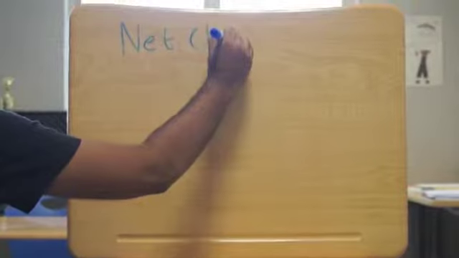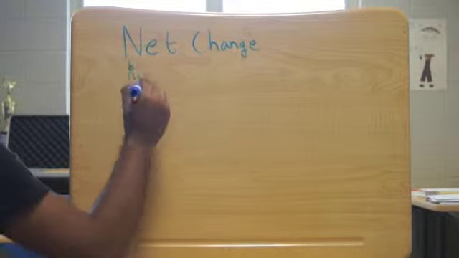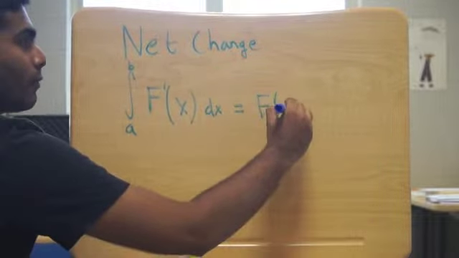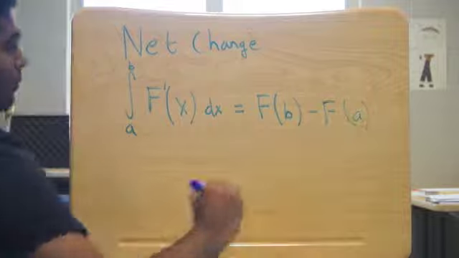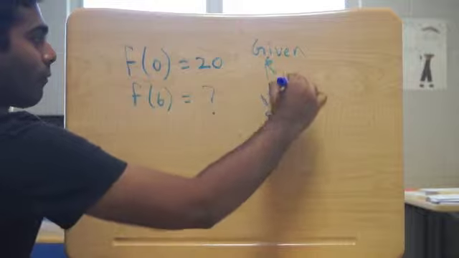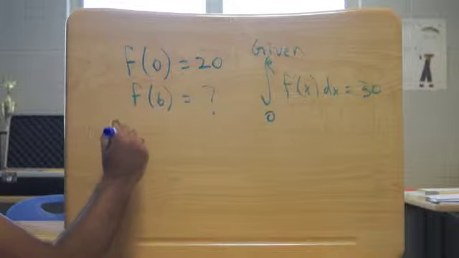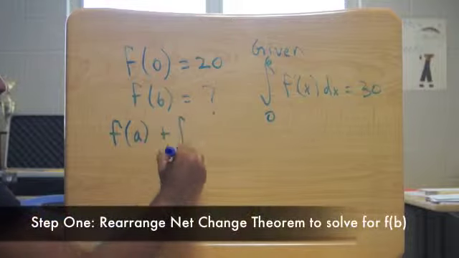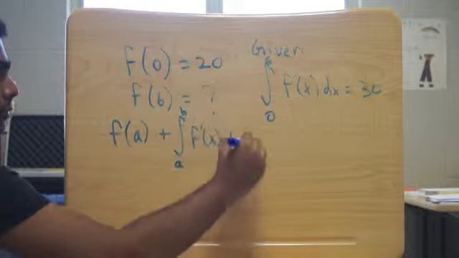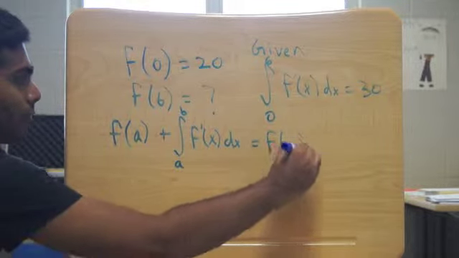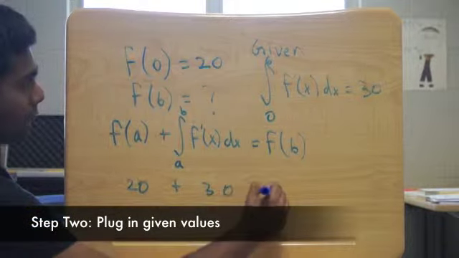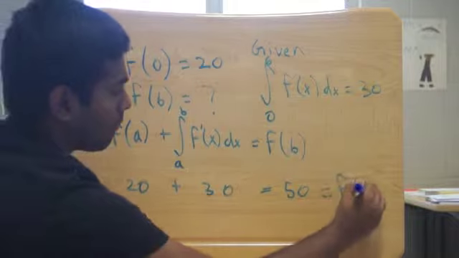The net change theorem is a manipulation of the fundamental theorem of calculus, which allows you to find the net change from a to b of a function on the interval a to b. Example problem. Given that f of 0 is 20 and the integral from 0 to 6 of f prime of x is 30, find f of 6. The net change theorem can be rearranged to find f of b. Now, given the values can be plugged in to find f of b, which is 50.